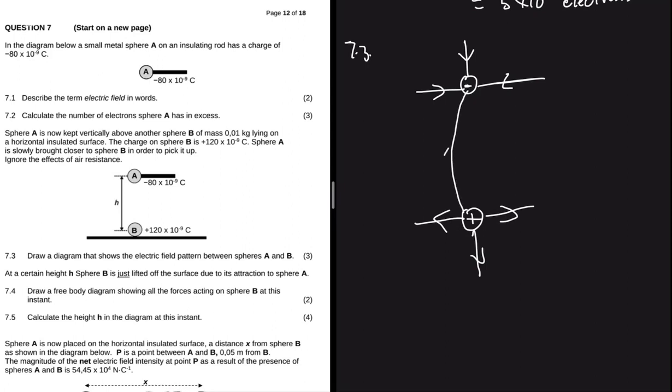So let's demonstrate that using our electric field lines. So at the end of the day, you're going to get something like this. If you want to be more precise, sphere B has a greater magnitude compared to sphere A. So you can put more electric field lines pointing out of sphere B, since it has a greater magnitude.